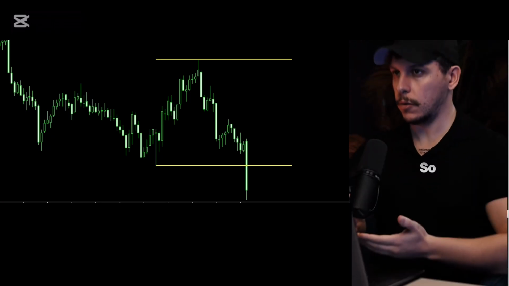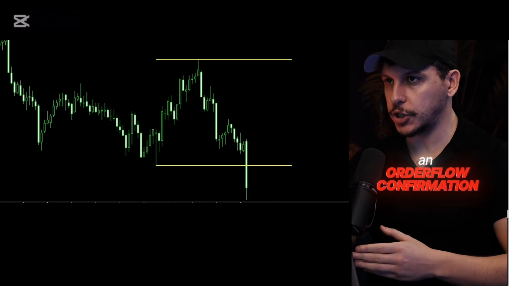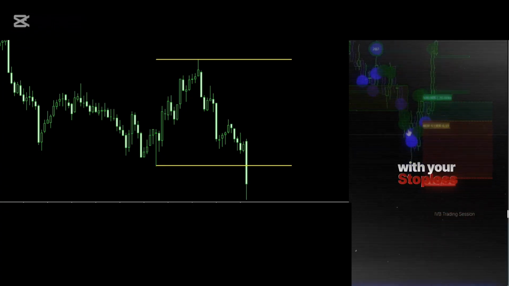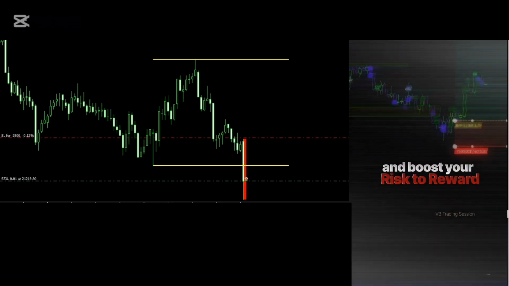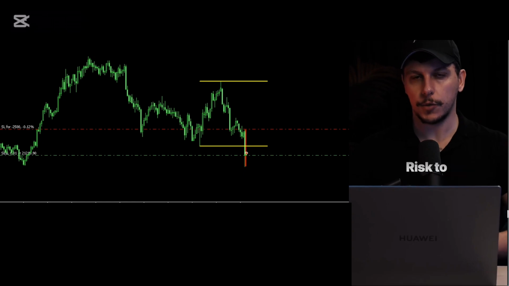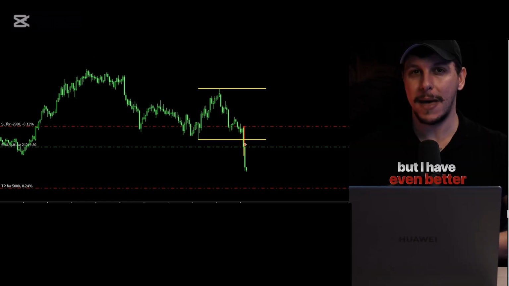So you wait for a test and wait for an order flow confirmation. It can be absorption, it can be exhaustion, it can be momentum. So you can cover with your stop loss below the area and boost your risk to reward. For the target, you can aim for a fixed risk to reward of 1 to 3, 1 to 4, 1 to 5, but I have an even better option.